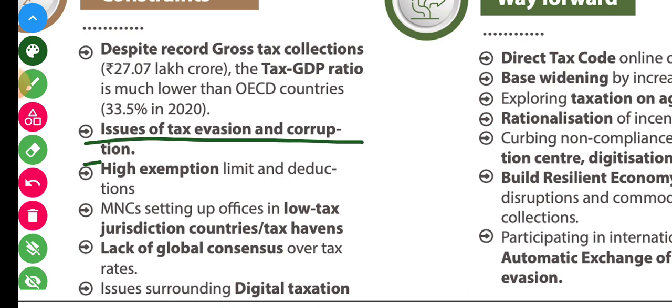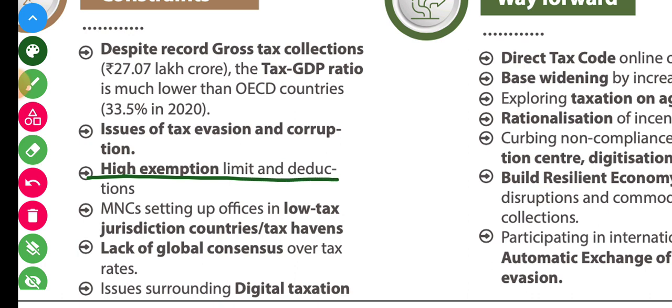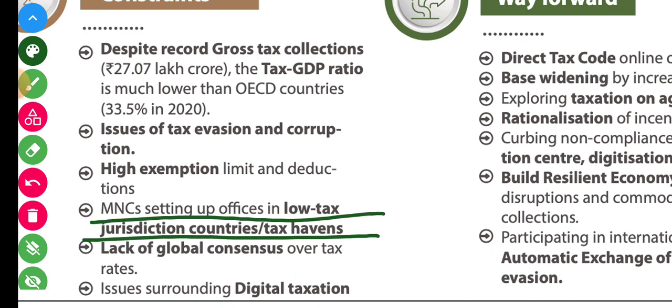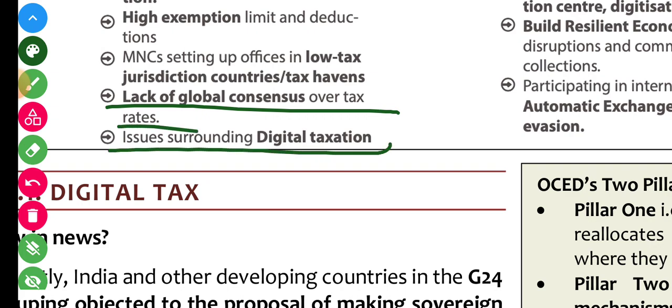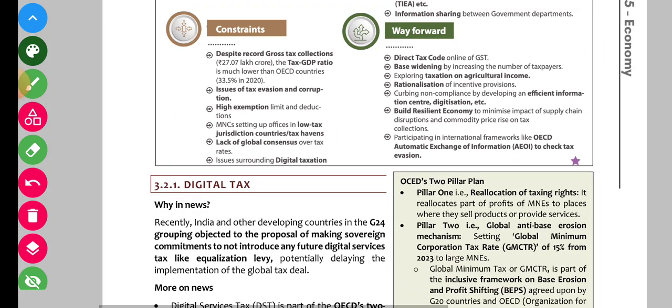Sources of tax evasion and corruption. High exemption limit and deductions. Multinational companies setting up offices in low tax jurisdictions or tax havens like Ireland. Lack of global consensus over tax rates. Issues surrounding digital taxation. So keep this in mind.